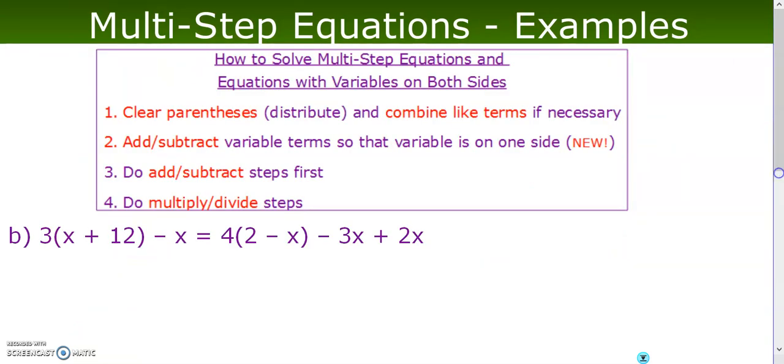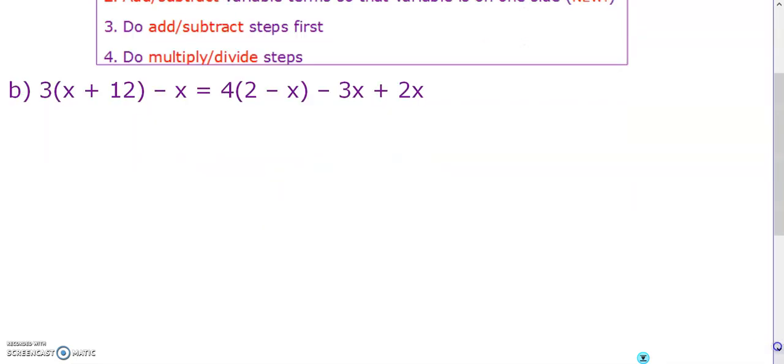Now this is a problem. Multi-step. We're going to take it one step at a time.